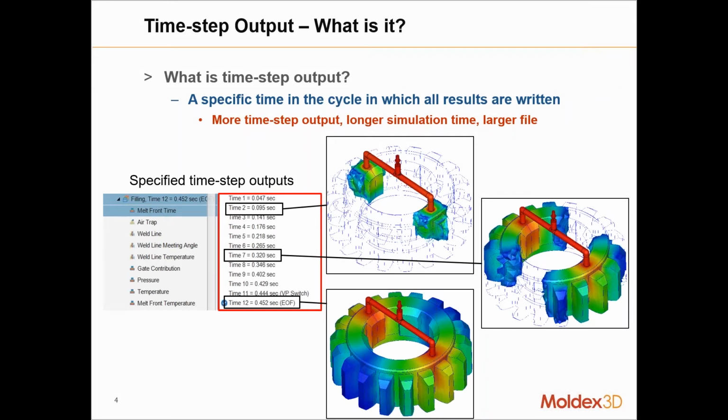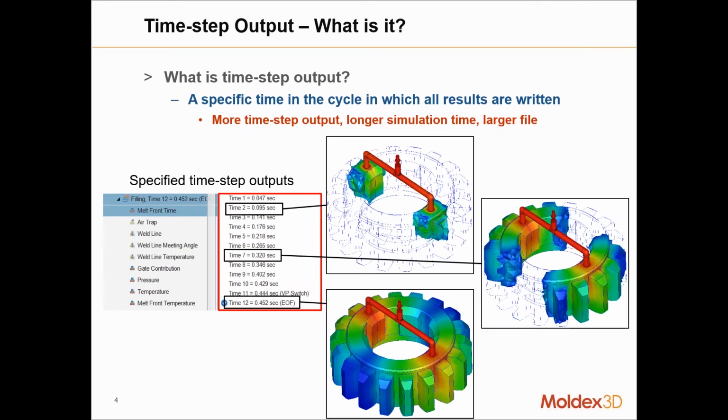Timestep output is basically a specific time in the cycle in which all results are written. So we do the calculation, but we don't write out the results at every instant in which the calculation is taking place. We can specify in the software when we would like the software to write out all the results so that we can see that still image at that certain specific time in the cycle, okay?